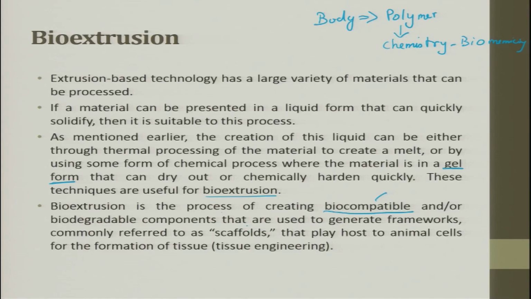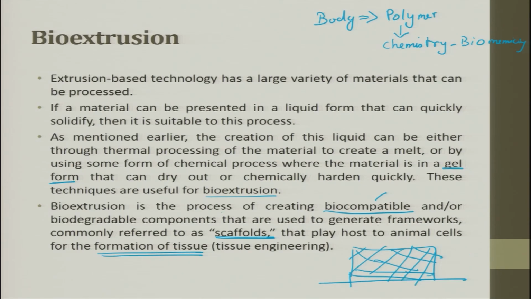So, biodegradable components are used to generate a framework, commonly referred to as a scaffold, that plays host to animal cells for the formation of tissues. Either you can make a scaffold, or you can make a compound like this and put it inside an ambience where you allow bacteria or cells to grow. Then these cells are taken out and integrated into the body. Or the cells form the tissues.